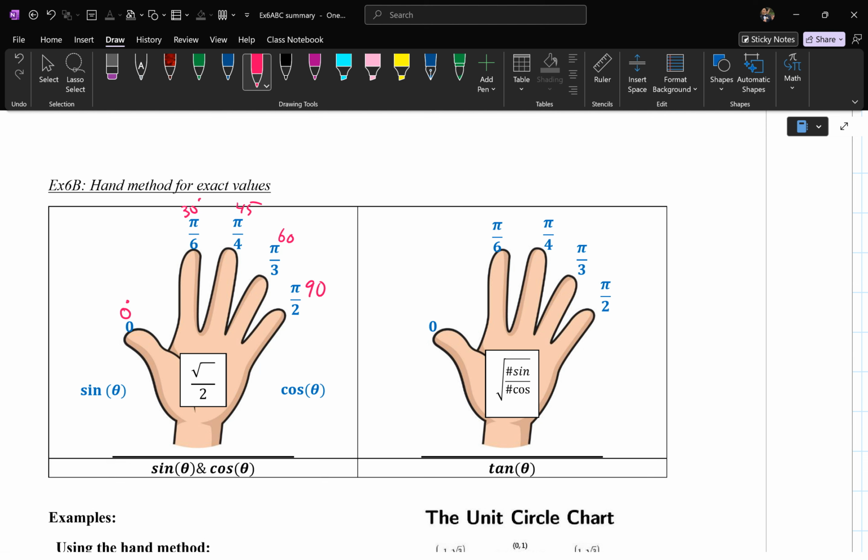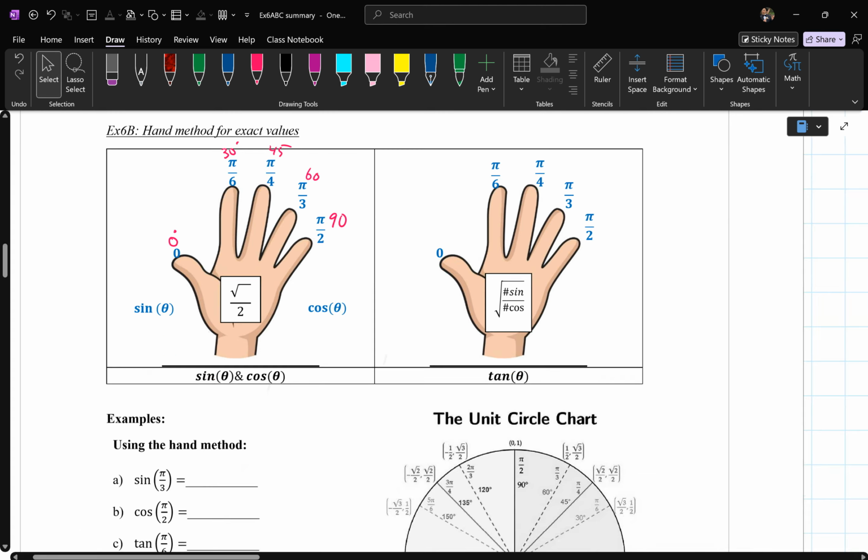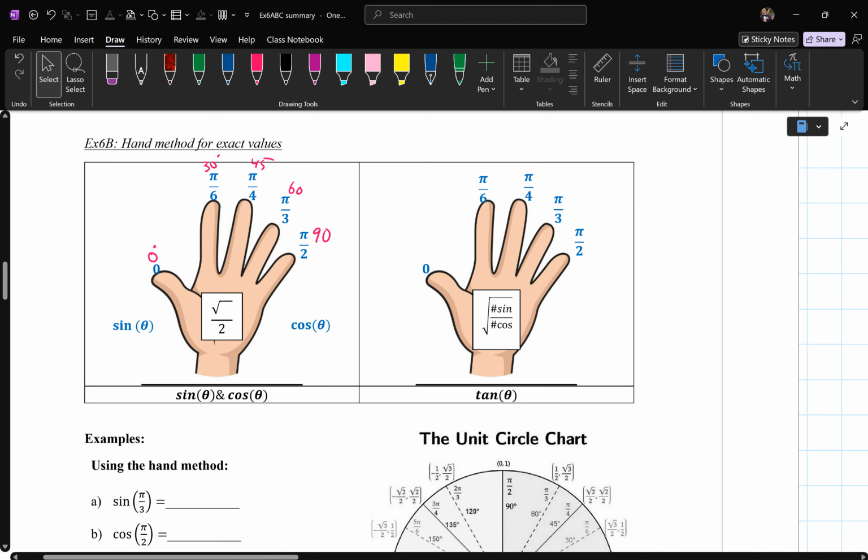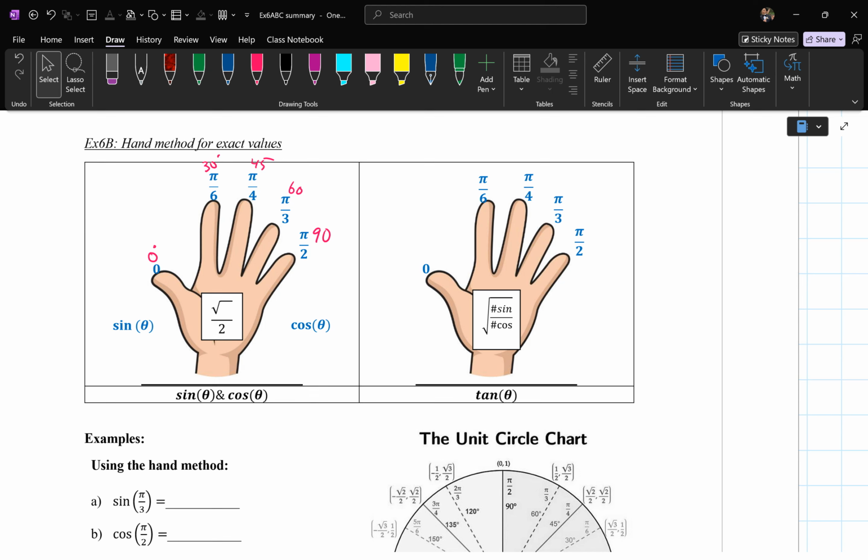Root of something divided by 2. How does it work? Very easy. If I wanted you to find sine of pi on 3, the first thing is you need to know what pi on 3 is, and notice the numbers, the denominators decrease.